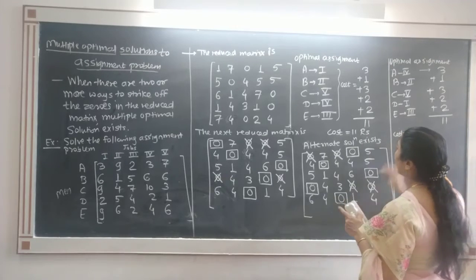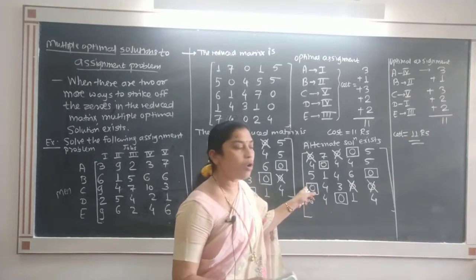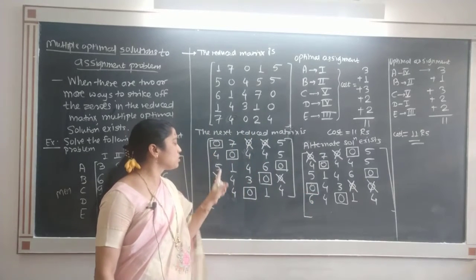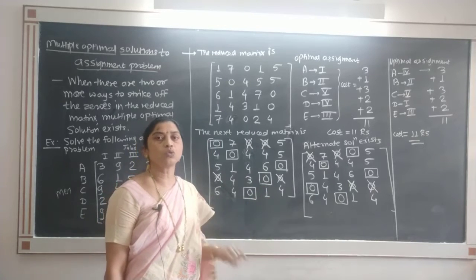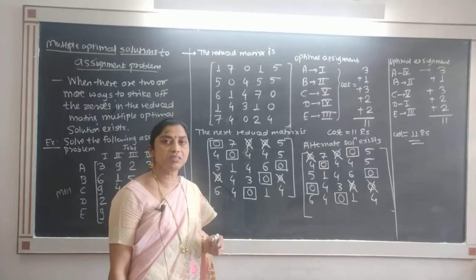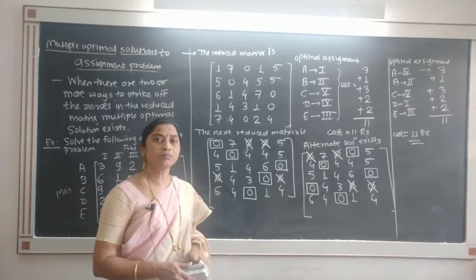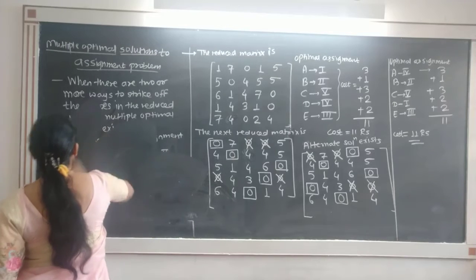So observe that there is an alternate solution because we are able to strike off any 0 in this case. So if 2 or more 0s can be struck off, it means that an alternate solution exists. Consider one more example.